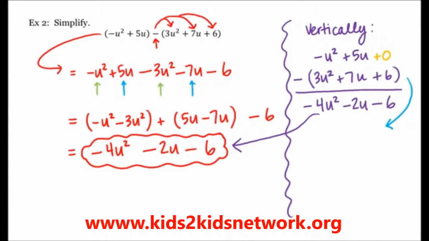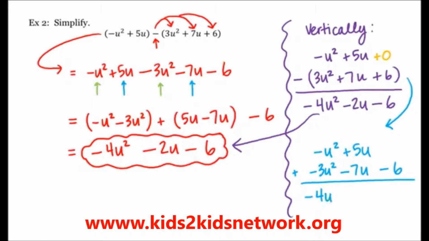Now often when we subtract vertically, you'll see the following instead. We have the negative u squared plus 5u, but then subtraction means we add the opposite. So plus, and then the opposite of the second polynomial is negative 3u squared minus 7u minus 6. And so now we can add. We get negative 4u squared minus 2u minus 6, which again is the same answer. So be careful with subtraction. All right, let's look at one more example.